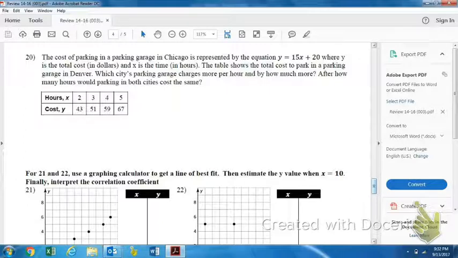Okay, the cost of parking in a parking garage in Chicago is represented by the equation y equals 15x plus 20, where y is the total cost in dollars and x is the time in hours. The table shows the total cost to park in a parking garage in Denver. So this is Denver.